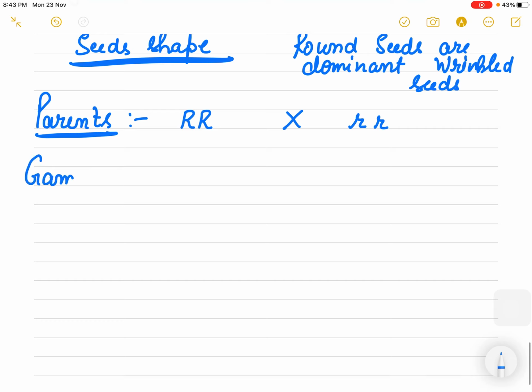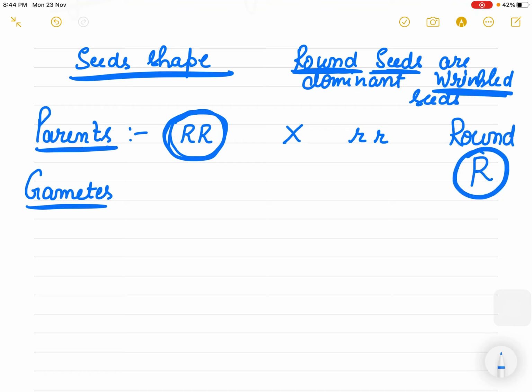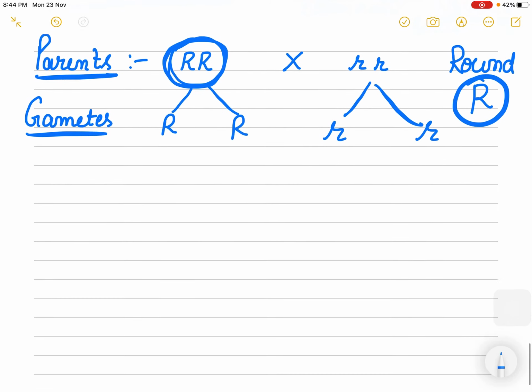What will be the gametes? I cannot take small r here, because they are round. I cannot take W here, because many students make this mistake, they take W. See, always remember that the abbreviation you have to use will come from your dominant version. Whichever is dominant, we will use its abbreviation. So what will be the gametes? Capital R, small r, right?